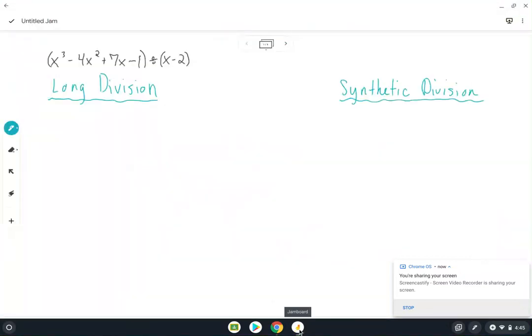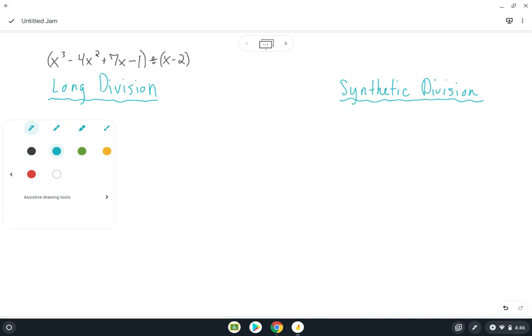All right, so we want to show how we can use both long division and synthetic division to divide this cubic polynomial by the linear binomial here. So we have x cubed minus 4x squared plus 7x minus 1 divided by x minus 2. And we're going to show how both of these work. So let's start out with long division.